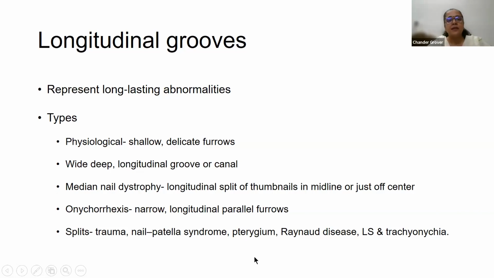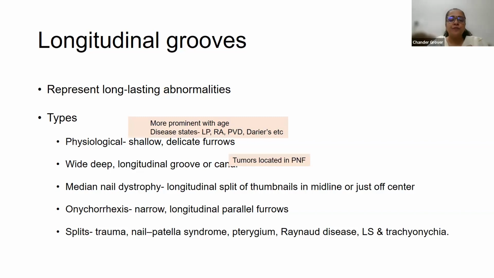I hope you understand, because often it becomes confusing why we are using this term and what exactly we mean by this term. How is this term different from that term? So this is an attempt to explain all these terms, how they have come in vogue over the years, and how we communicate with each other with respect to the nail changes that we are describing. So physiological is going to be more prominent with age. Wider is going to be because of a tumor.